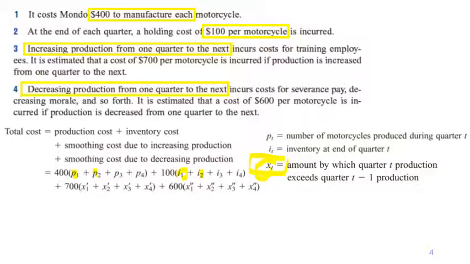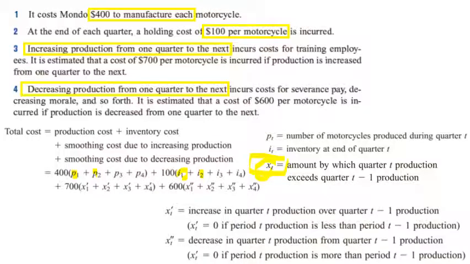What we need to do instead is to define two variables, xt prime and xt double prime, such that xt prime defines the increase in quarter T production compared to quarter T minus 1, and xt double prime defines the decrease in quarter T production compared to the previous one. By using these two variables, we may describe this xt variable using two non-negative variables. Now let's talk about the constraints.